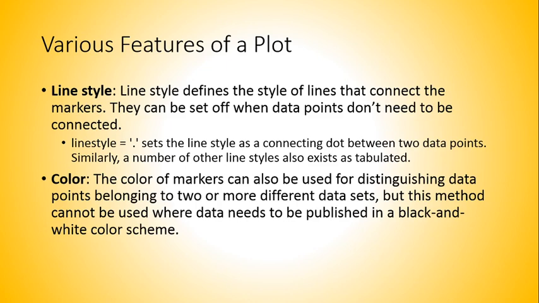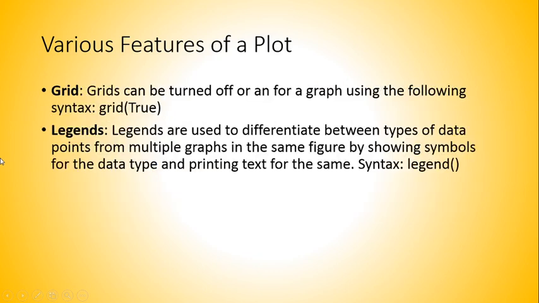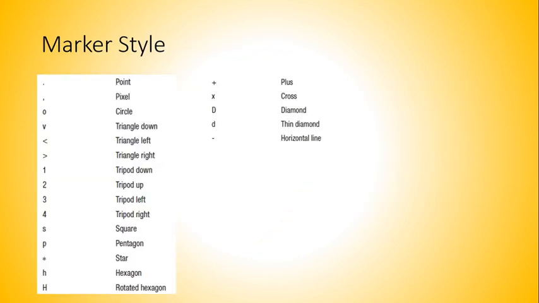Similarly, one important feature is color. It shows the color of the marker. It can be used for distinguishing data points belonging to different data sets. But this method cannot be used where data needs to be published in a black and white color scheme. So these are some of the marker styles which I would like to show you. As you can see, there are point, pixel, circle, triangles, a variety of markers that are available.